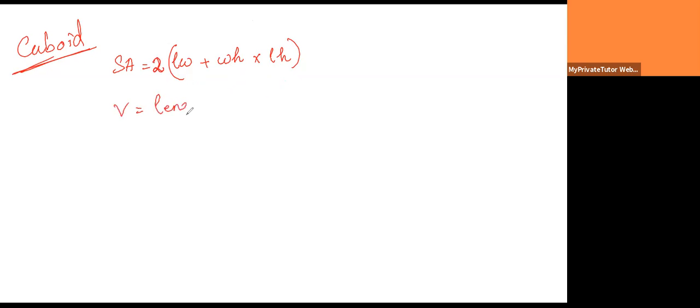Volume is length times width times height. Arfan, do you understand, or do you want me to explain using a diagram here? Or shall we move to the questions? Or do you want me to explain how we got the formula, especially the surface area?